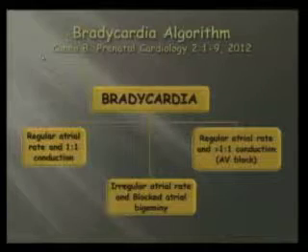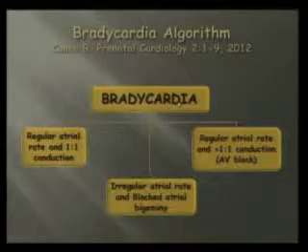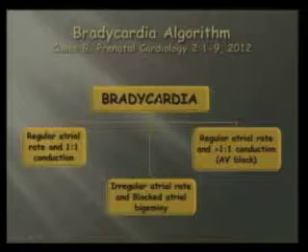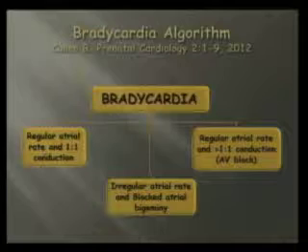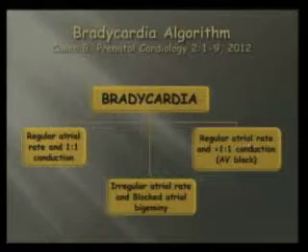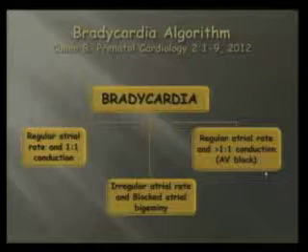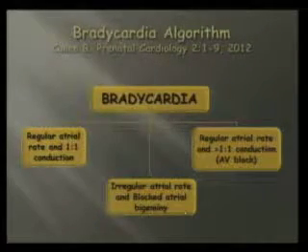And so Dr. Cuneo has looked at an algorithm, or most algorithms are kind of like this. You look at the bradycardia, and you see if it's a regular atrial rate and a 1-to-1 conduction, or if it's regular and there's a greater than 1-to-1 conduction, which is heart block, or if it's irregular or a blocked atrial bigeminy.